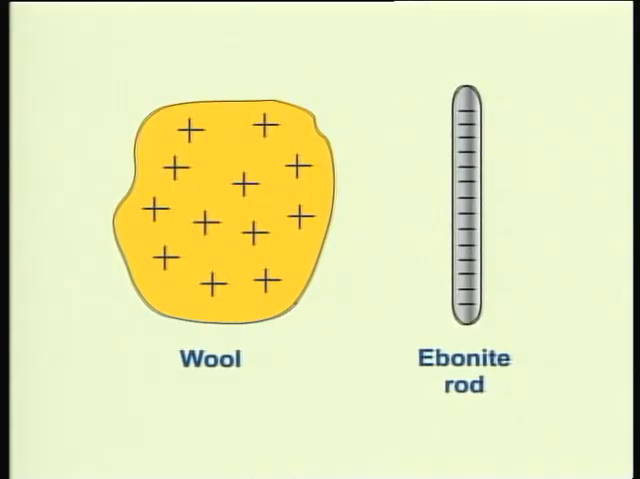Similarly, an ebonite rod has a greater affinity for electrons than wool. Therefore, when we rub an ebonite rod with wool, the wool will give up electrons to the ebonite rod. So, the ebonite rod will become negatively charged and the wool will become positively charged. Thus, we have seen how objects become electrically charged.